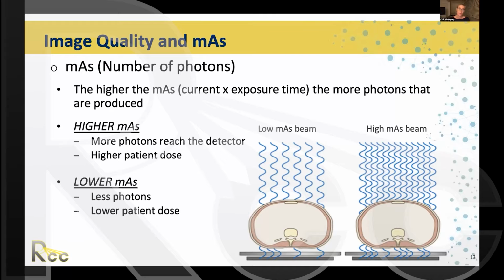So more photons will then be reaching the detector, but this will also result in a higher patient dose because there are more photons. And a lower MAS obviously is the reverse of that. So you'll have less photons and a lower patient dose. And so there's a trade-off between image quality and patient dose when it comes to MAS.